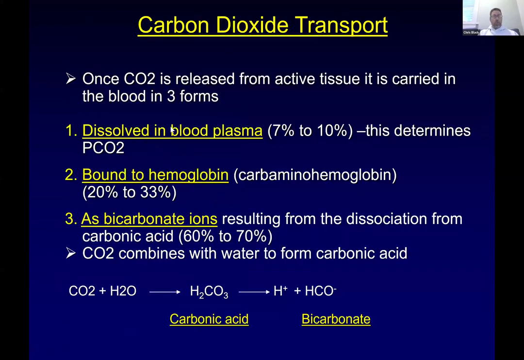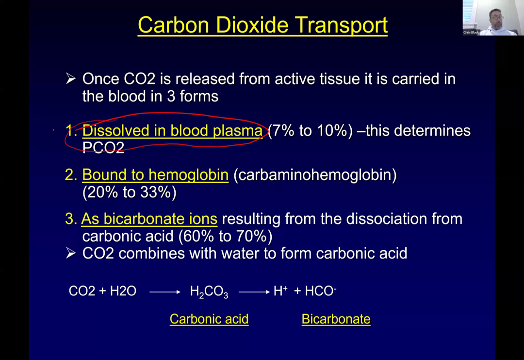Now, one that's a little more interesting and is going to play a really big role in helping us balance acid-base balances in the blood is how we transport carbon dioxide in the blood. There are three primary ways that we transport CO2. The first is dissolved in the blood. We dissolve more CO2 in our blood than we do O2. Remember, O2 is about 2%. We're going to dissolve somewhere between maybe 7, 8, or about 10% CO2 into the plasma.